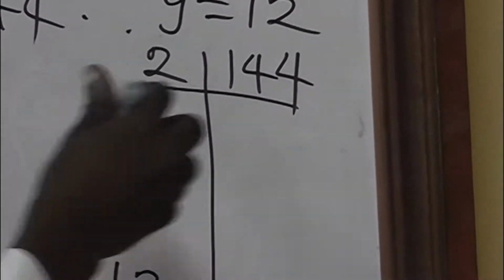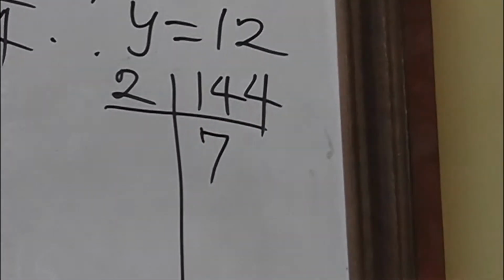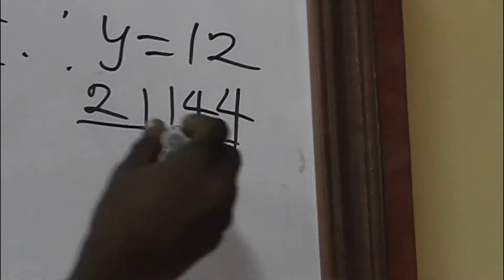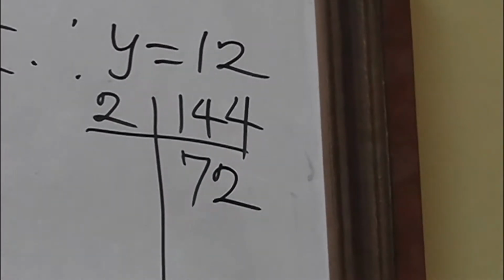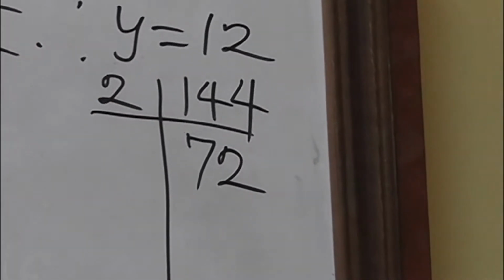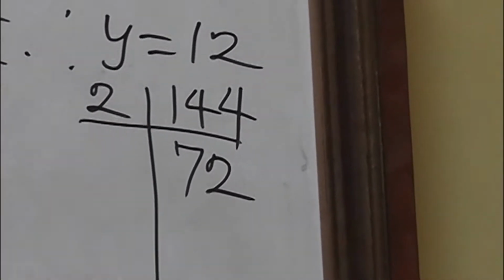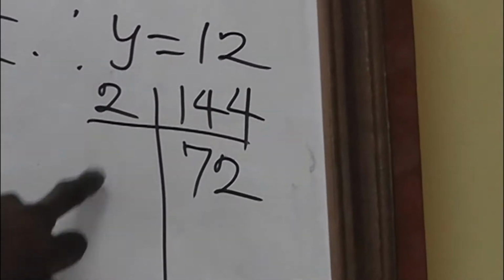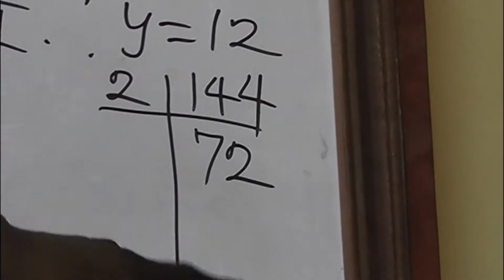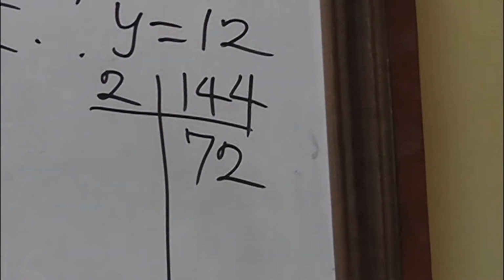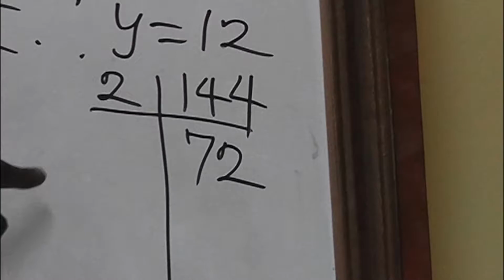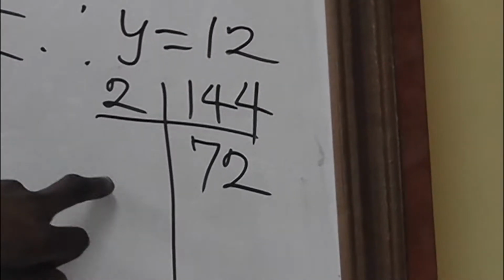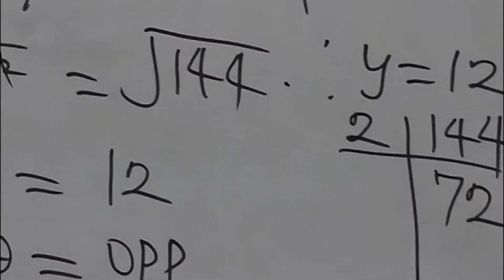2 in 14 will give us 7. Then 2 in 4 will give us 2. Now we use 2 again, which is the lowest prime number. If you continue dividing by 2, and you get to a point where 2 will not be able to divide what we have, then we'll try 3, because 3 is another prime number. A prime number is simply a number that can be divisible by 1 and itself.